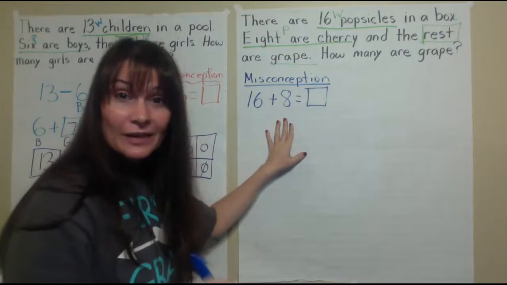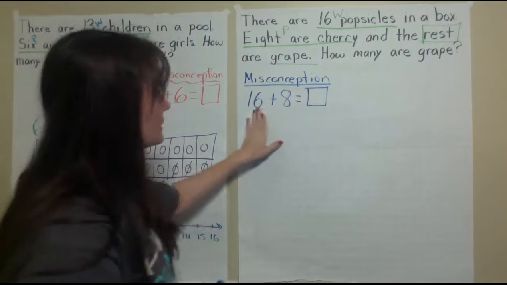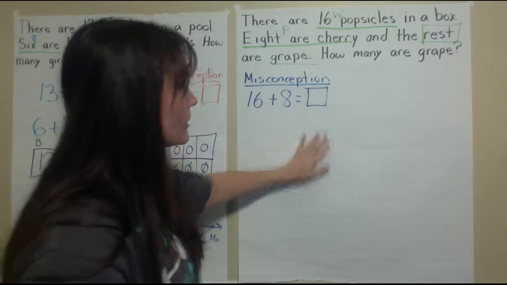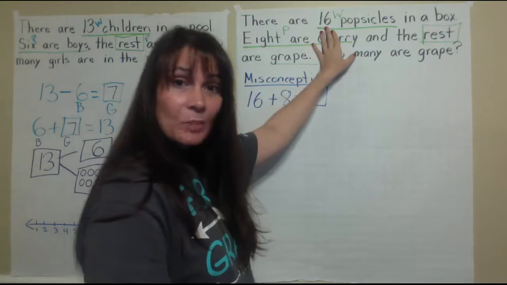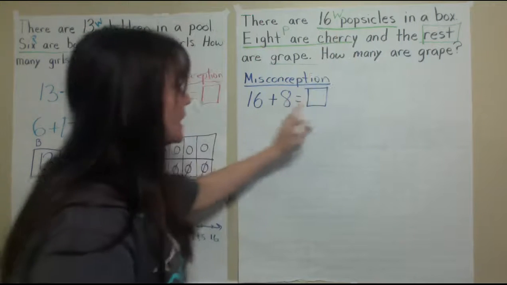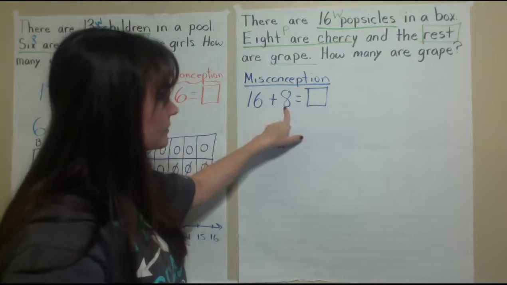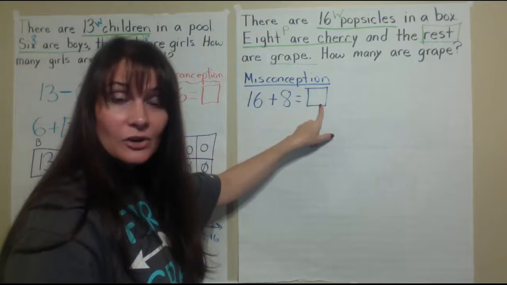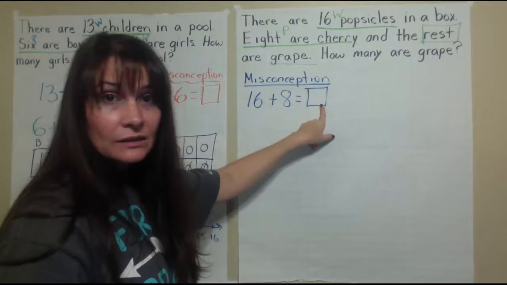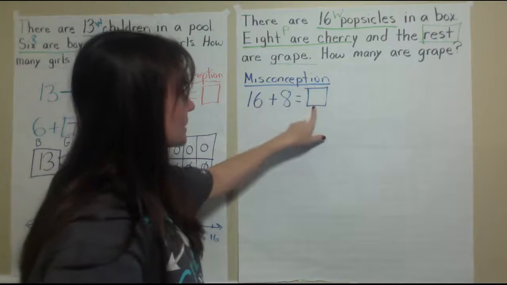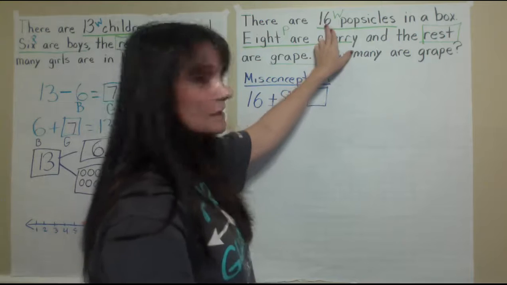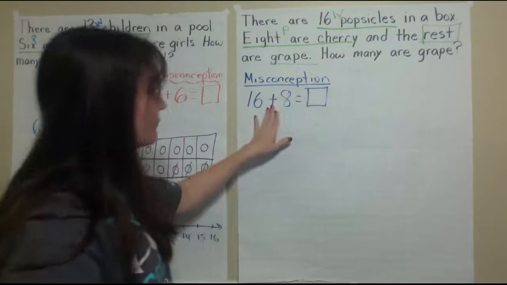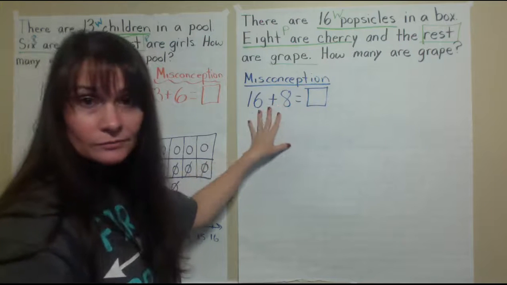I heard some great thinking. 16 plus 8 equals box. Well, I know that there's only 16 popsicles in the box. If I added the 8, would I have 16 popsicles? No, that would be more than 16. So that's why this is a misconception. We already know that 16 is how many popsicles we have, so that's our whole. And we never add a part to our whole.